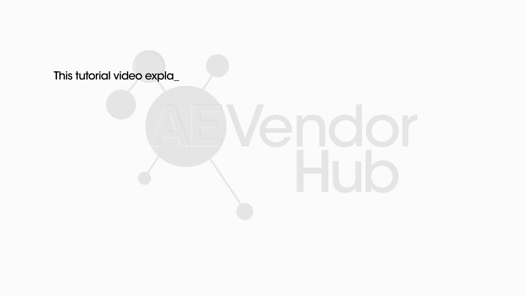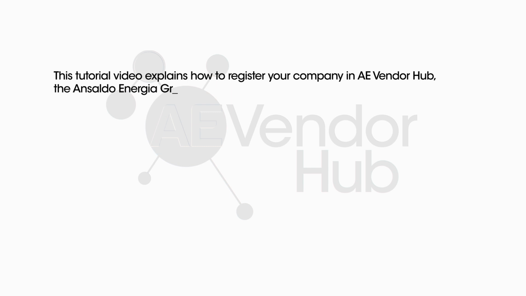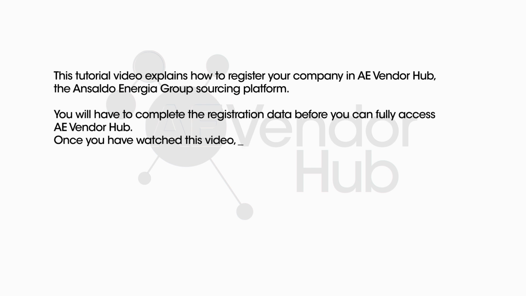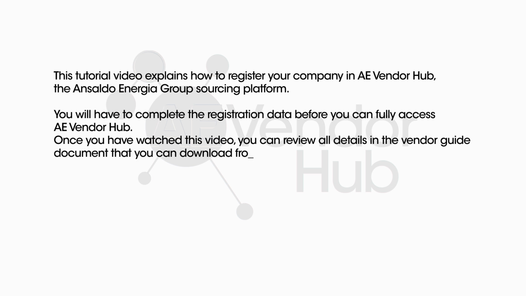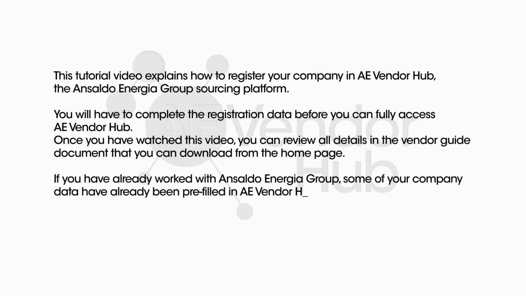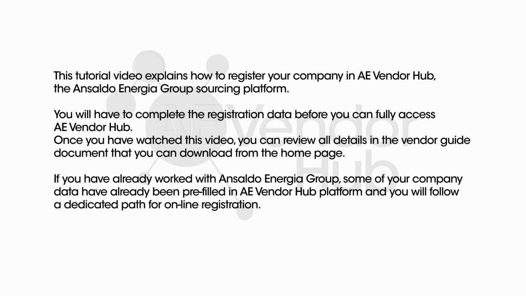This tutorial video explains how to register your company in AE Vendor Hub, the Ansaldo Energia Group sourcing platform. You will have to complete the registration data before you can fully access AE Vendor Hub. Once you have watched this video, you can review all details in the vendor guide document that you download from the homepage. If you have already worked with Ansaldo Energia Group, some of your company data have already been pre-filled in the AE Vendor Hub platform, and you will follow a dedicated path for online registration.